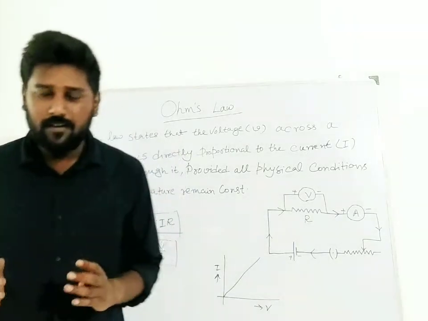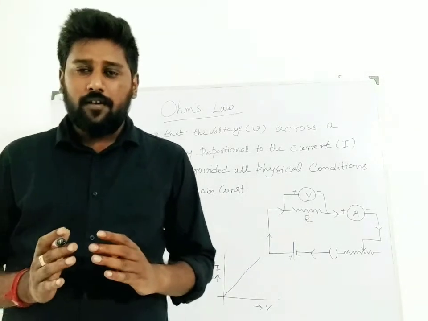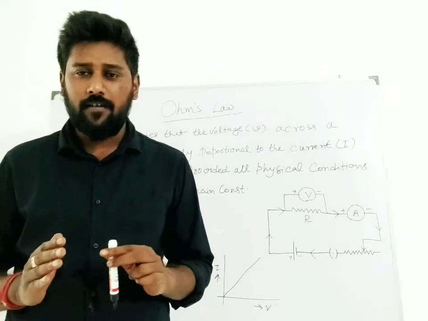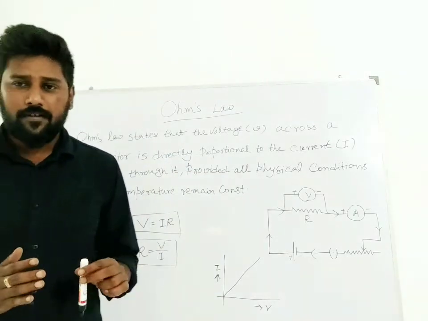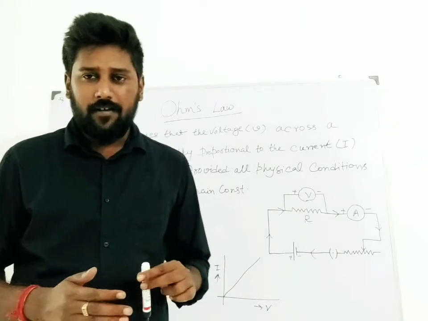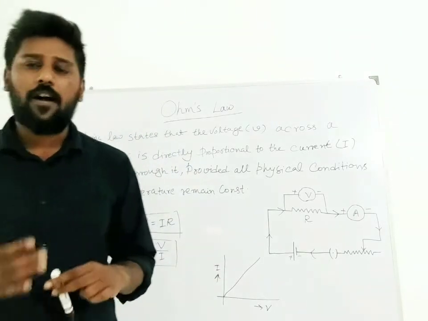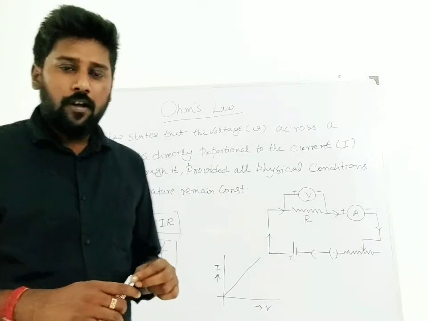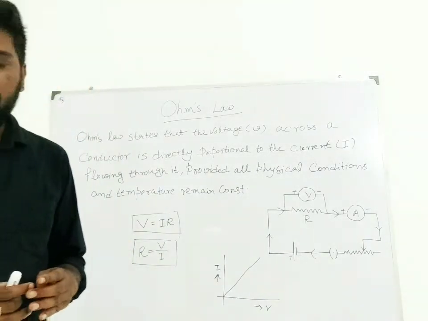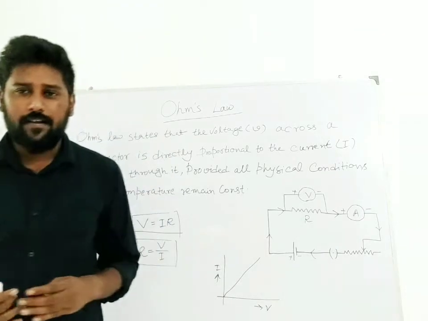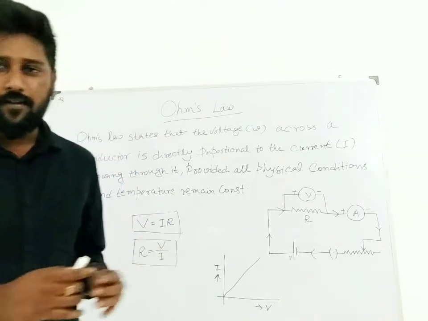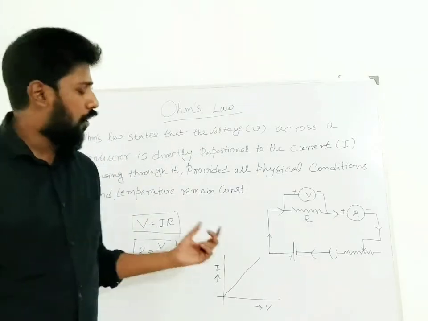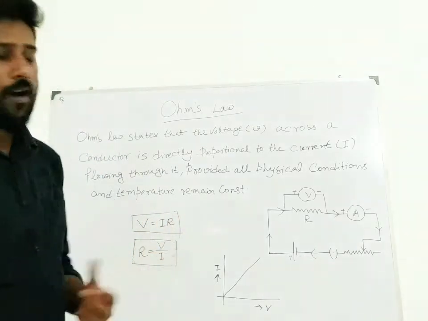Ohm's law states that if all the physical conditions and the temperature are constant, then the voltage difference across the resistor is proportional to the current flowing through it. Okay? So that is Ohm's law, and if voltage is taken as V and current is taken as I, then V equals IR. That is a very well known formula, and we all know about this V equals IR.